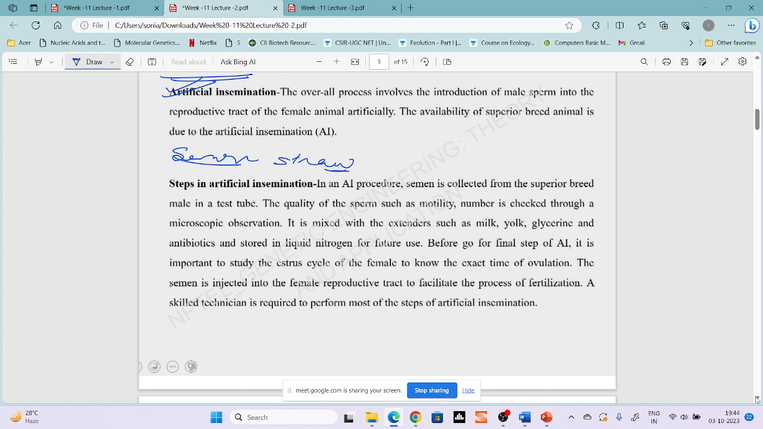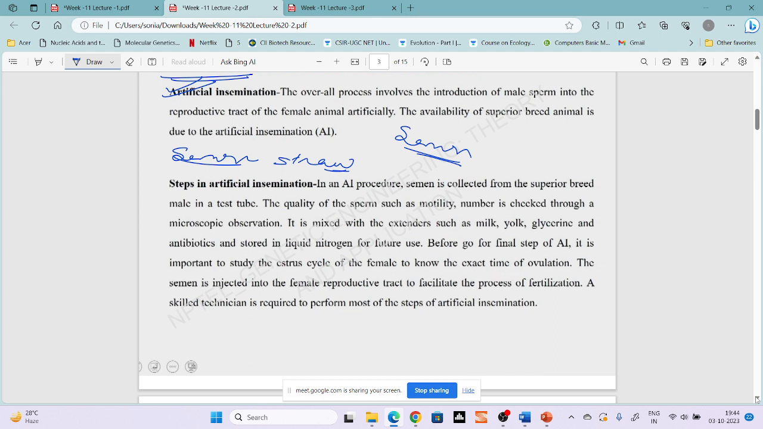So basically, you have the superior breed male. Superior in the sense that their semen has sperms which have a good motility rate. Good motility rate means better fertility chances, and they also have the genes which yield a better yielding breed. So that is a superior breed, which has semen with a good motility rate, and which ultimately leads to the production of breeds of a good yield.